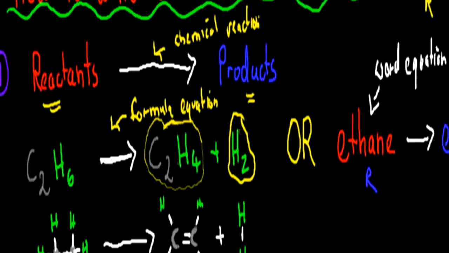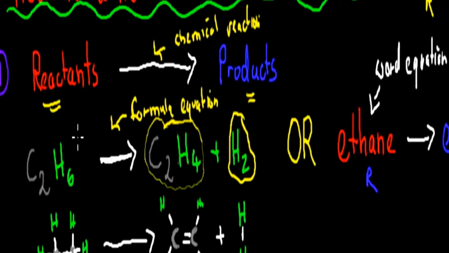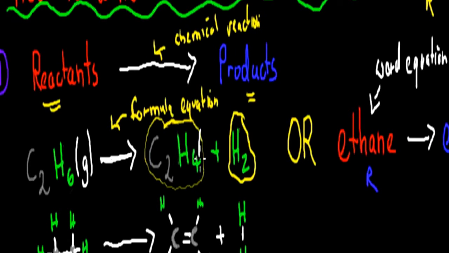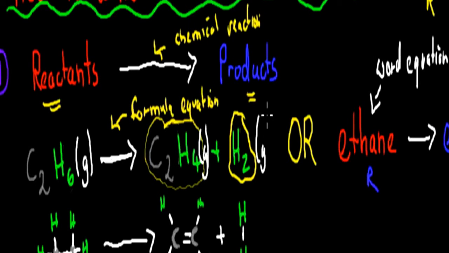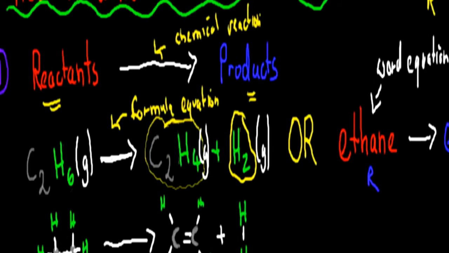One thing I forgot to add, and that was on purpose, was the states. In this case, we have to make sure we also put the states for the formula equation. So we put a G for gas, because that's a gas, and a G for gas for the ethylene, because that's also a gas, and a G here as well, right? So they're all gas. So that was how to write that kind of equation, what you have to focus on.